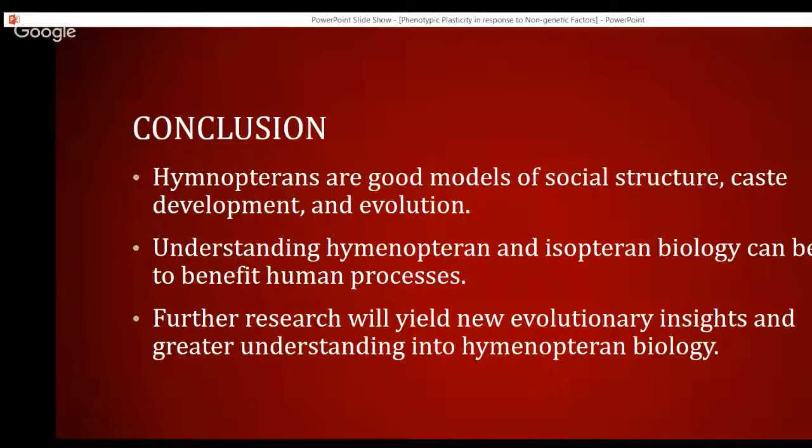Also, we have opportunities for further resources of evolution and greater understanding into how hymenopterans evolve along with isopterans, and how we can apply it to biological concepts and also human practices.